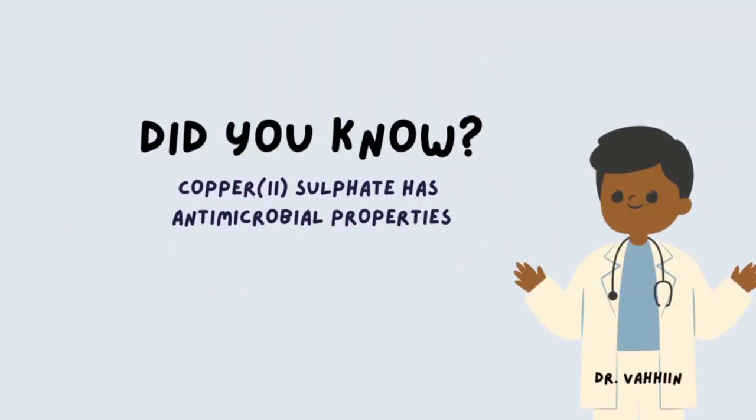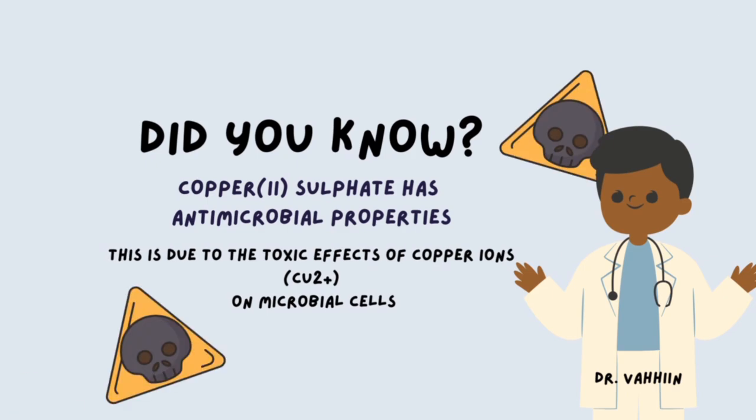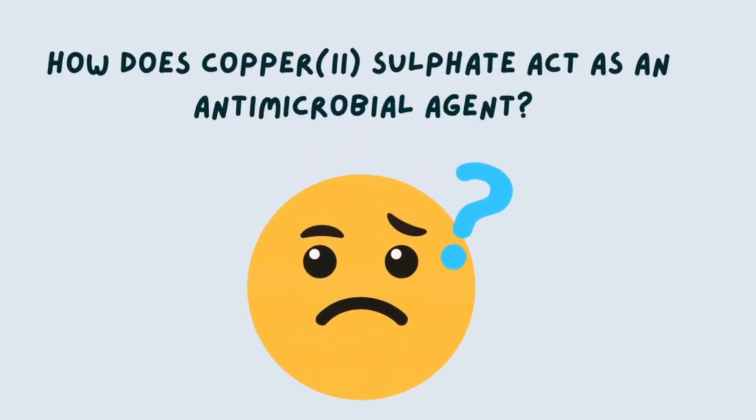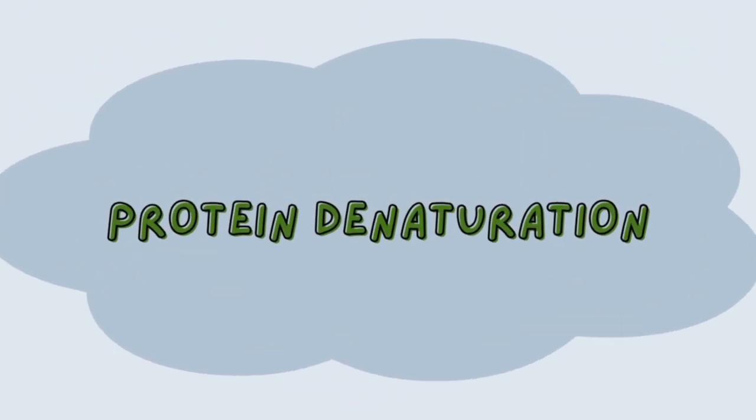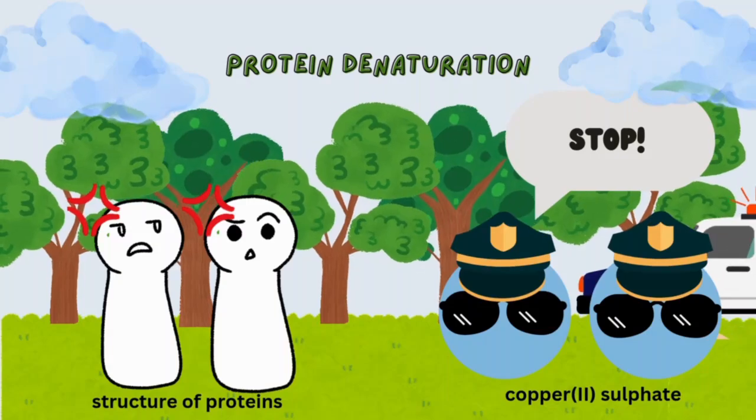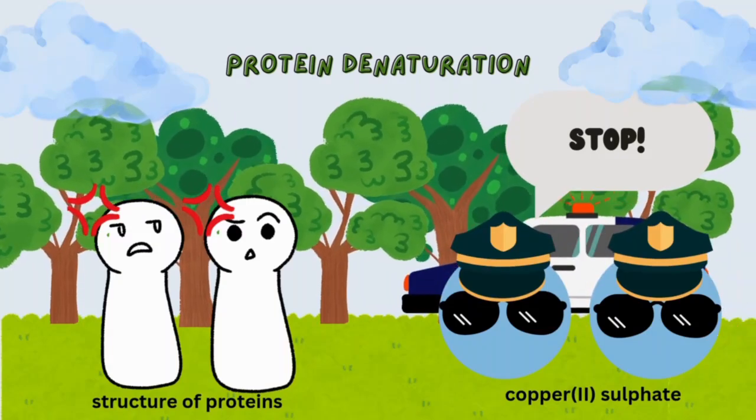Did you know? Copper 2 sulfate has antimicrobial properties. This is due to the toxic effects of copper ions on microbial cells. So how does copper 2 sulfate act as an antimicrobial agent? Firstly, protein denaturation. Copper 2 sulfate interferes with the structure of proteins inside microbial cells.